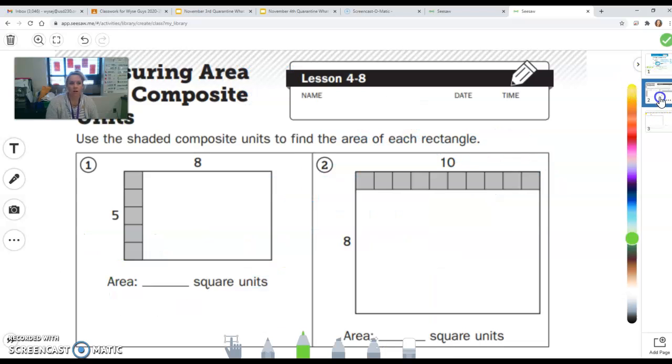Very good. All right, so today we're going to be talking about measuring area with composite units. Okay, so they're going to give us a unit over here.